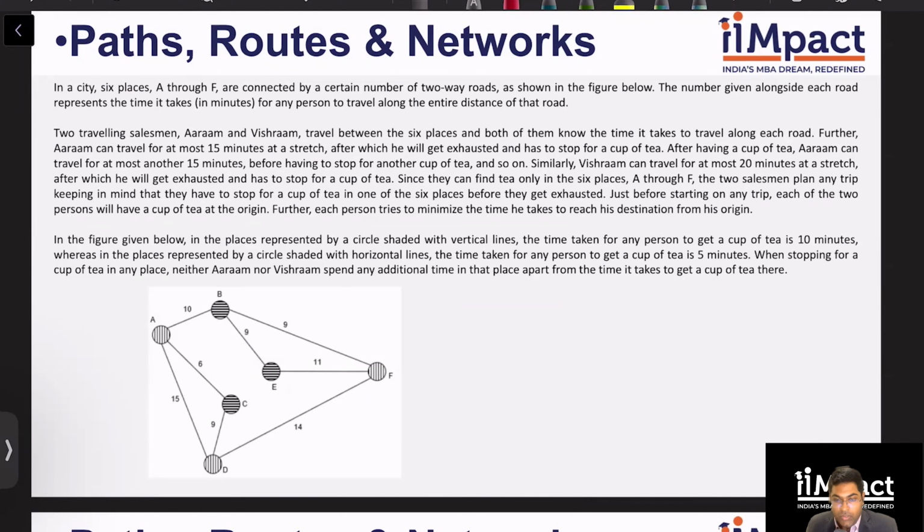Since they can find tea only at the 6 places A through F, the 2 salesmen plan any trip keeping in mind that they have to stop for a cup of tea in one of these 6 places before they get exhausted. Guys, it's the same thing. A car and a petrol and what is the mileage and what is the distance it can travel. The same thing given in a different format, nothing else. Just before starting any trip, each of the 2 person will have a cup of tea at the origin. Further, each person tries to minimize the time he takes to reach the destination from his origin.